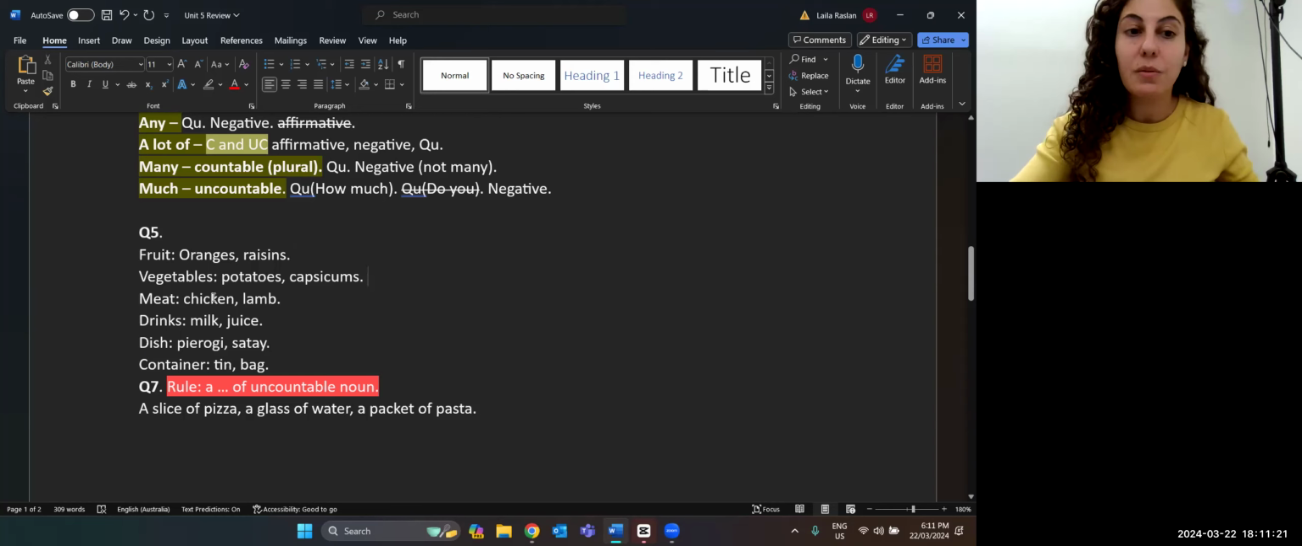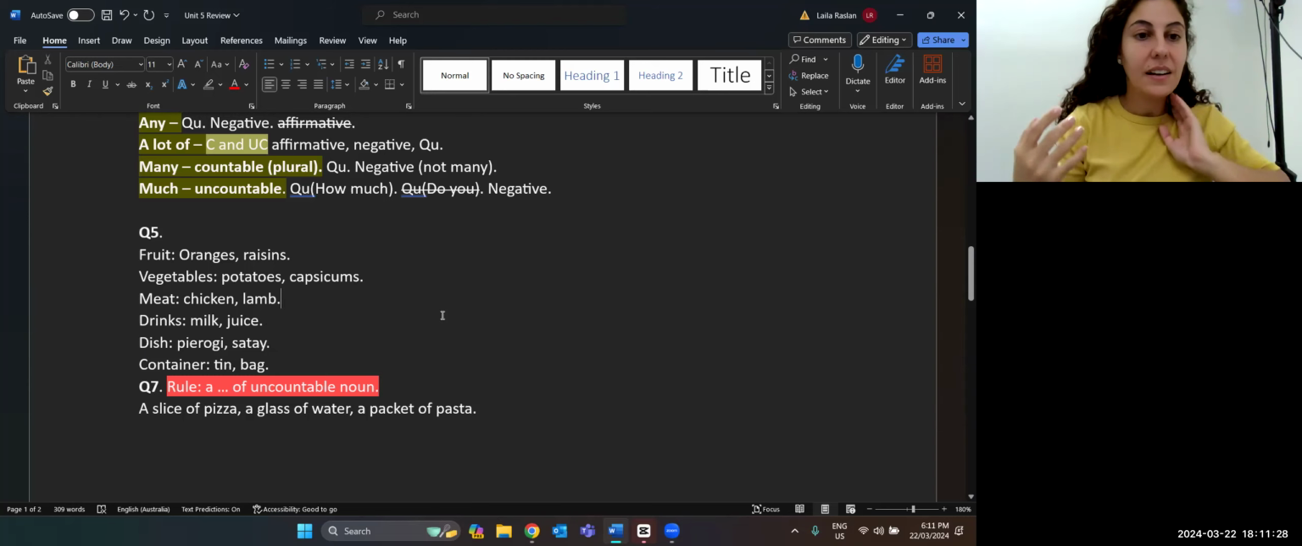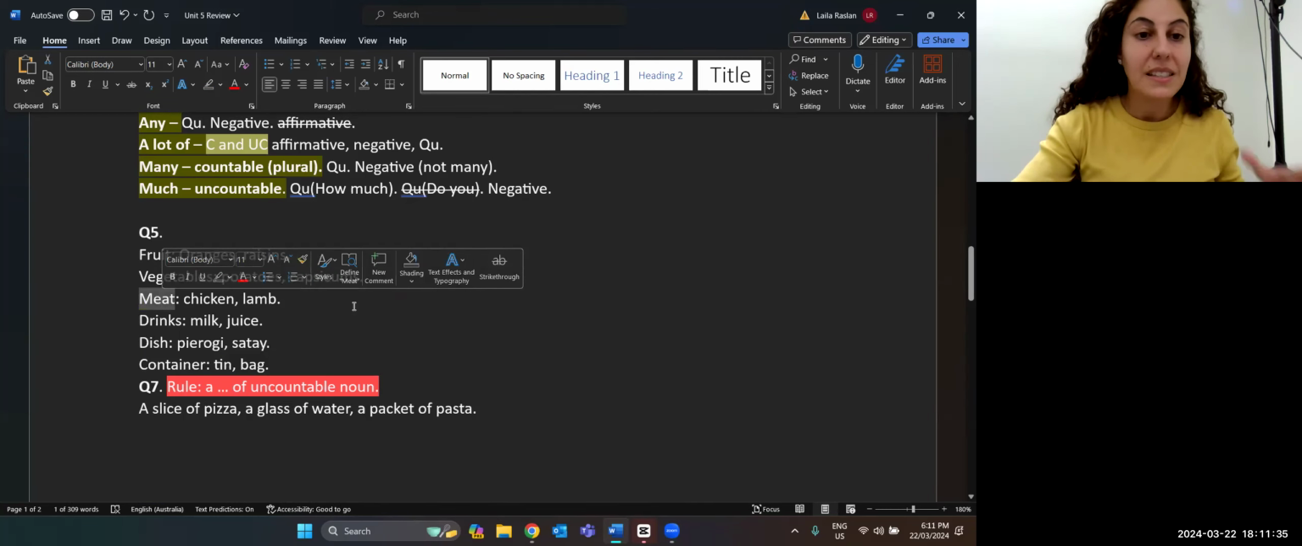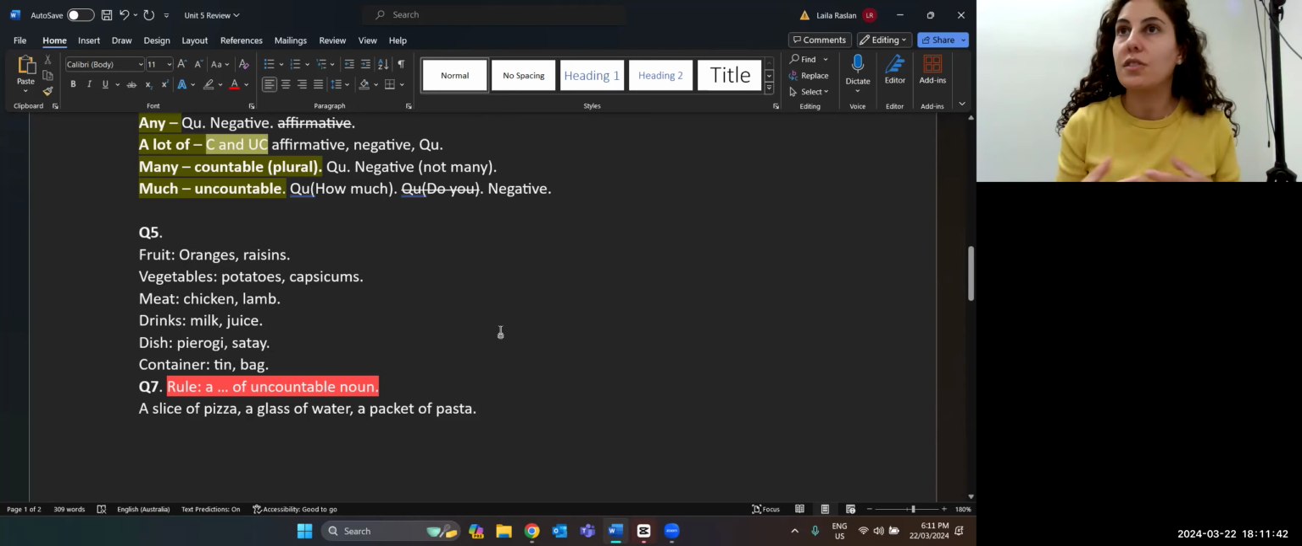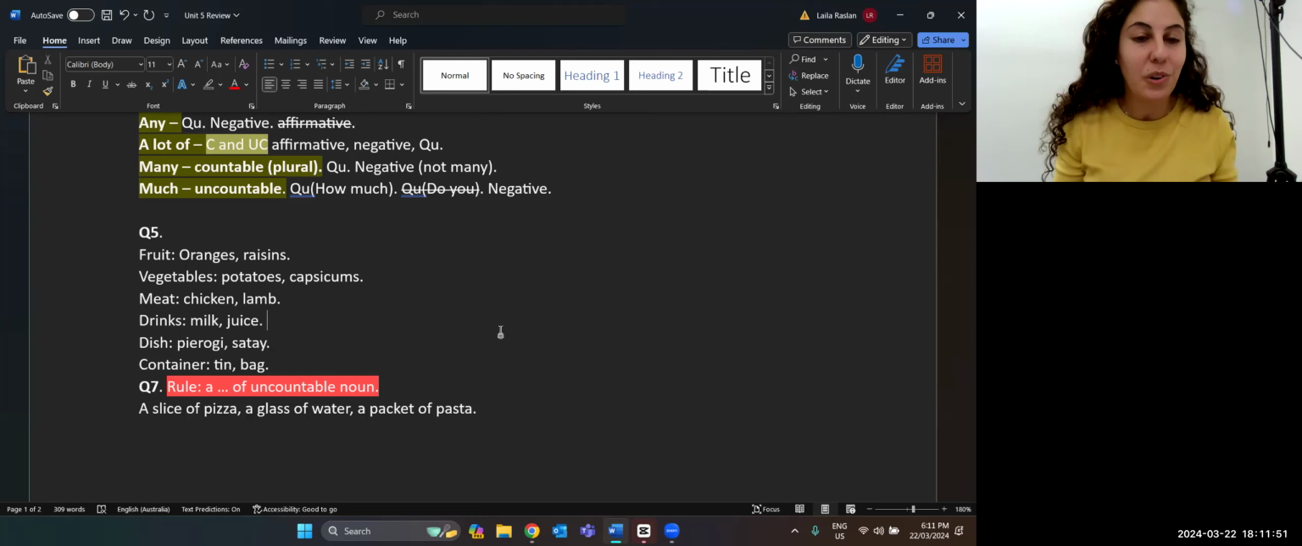Meat, type of meat, we've got chicken, lamb, fish. Fish is a white meat. Bacon, beef, that's all meat. Mutton. Drinks. Okay, we've got lots of different types of drinks. Milk, juice, Coke, Red Bull, water. Remember, we looked at sparkling water and mineral water, two different types of water.